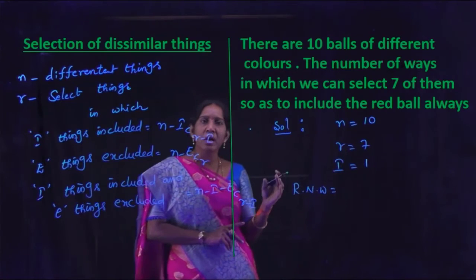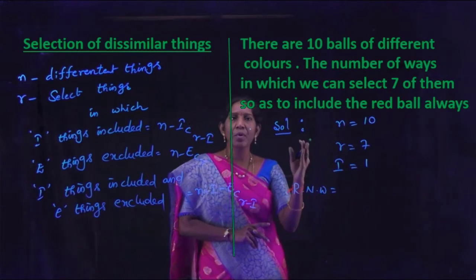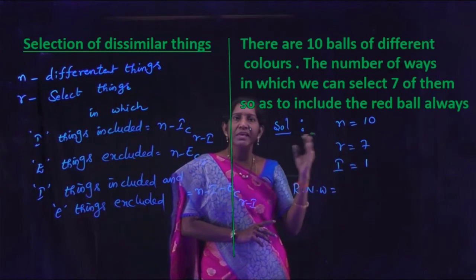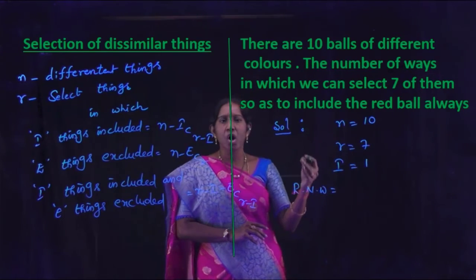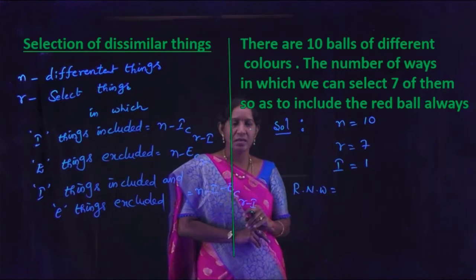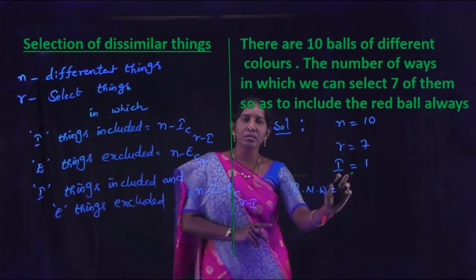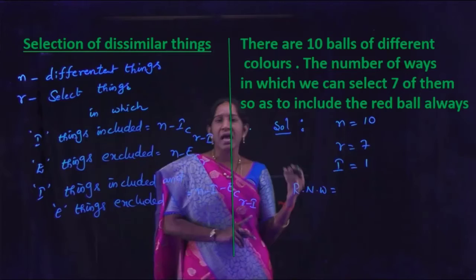Include the red ball always. There are 10 balls of different colors, so each ball is of a different color. That means obviously the red ball is one only. So include the red ball always. That means i equals 1.